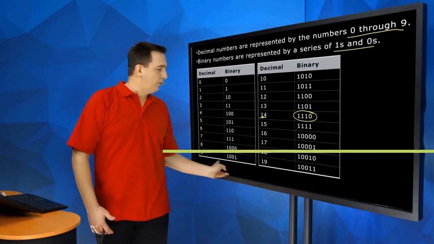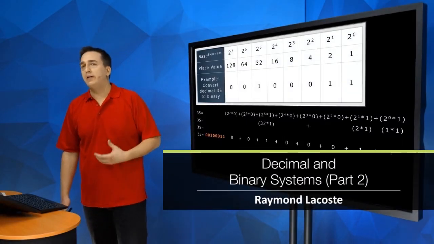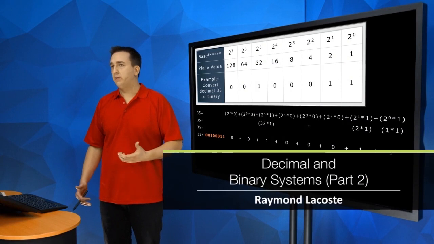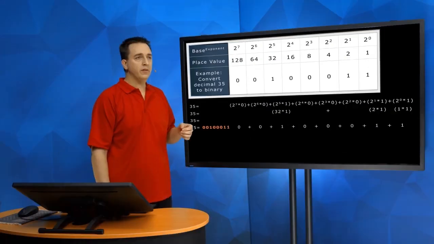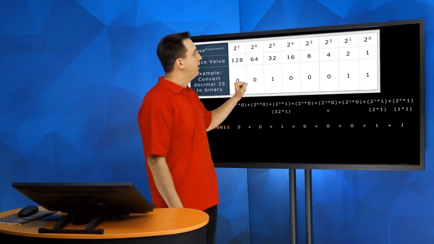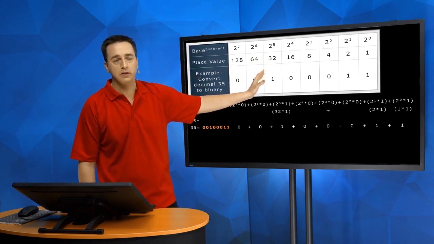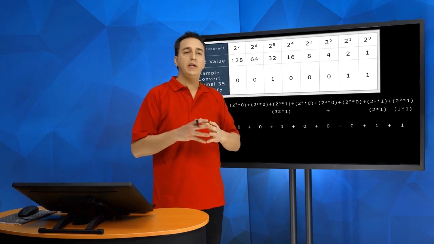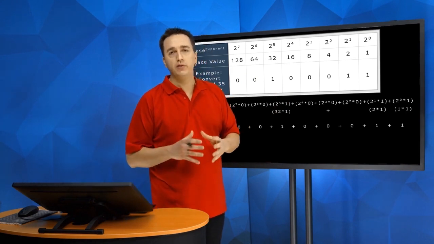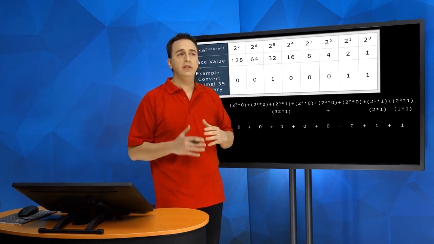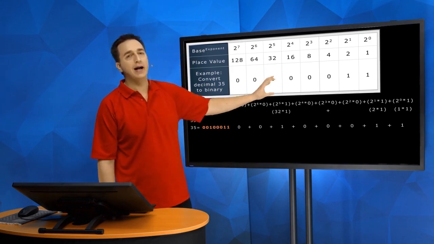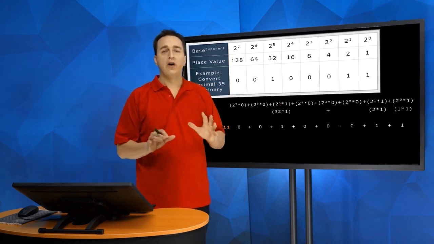So I want to look at an example here and show you how you could easily convert from binary to decimal and decimal to binary. I've included a chart here. This chart only has 8 columns. Why only 8 columns? The reason is that with IPv4 addressing, we'll only ever have to deal with 8 binary values in each of our octets.